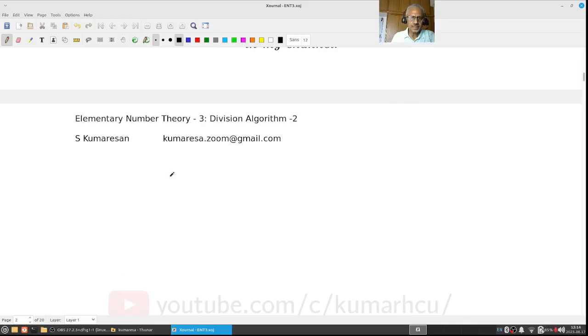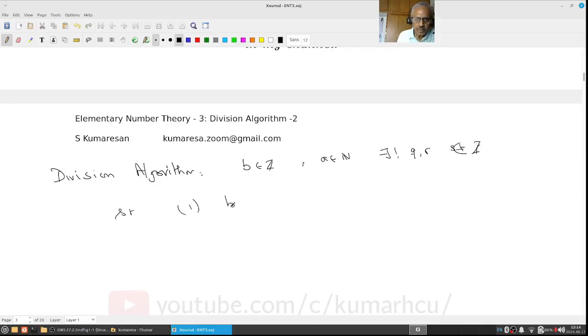Elementary number theory. So what did the division algorithm say? Let us recall. It said that let b be an integer and a be a natural number, then there exists a unique q and r in Z so that (1) b is a q plus r and (2) 0 is less than or equal to r less than a.